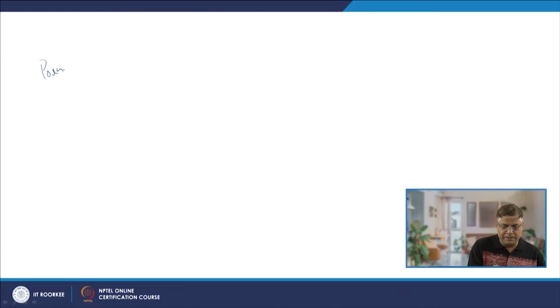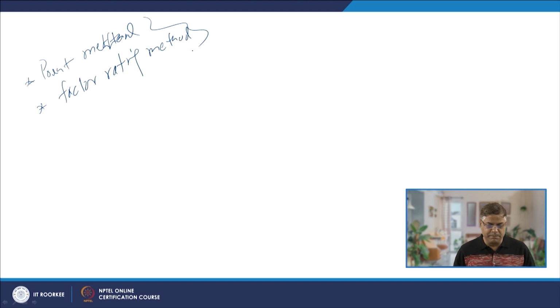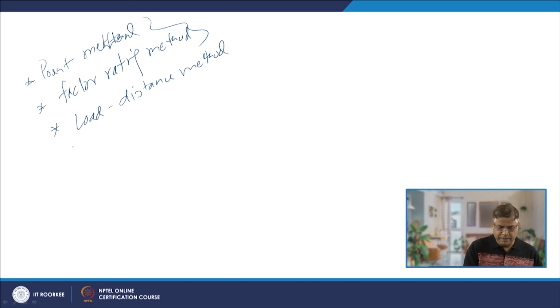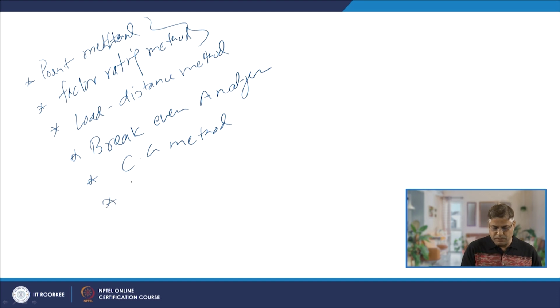There was the point method, then there was the factor rating method. About these two methods we have talked in the previous presentation. The other 3 methods are the load distance method, break even analysis method and center of gravity method, which is also called CG method. There is also a qualitative method which is called the Delphi method for selection of the site.